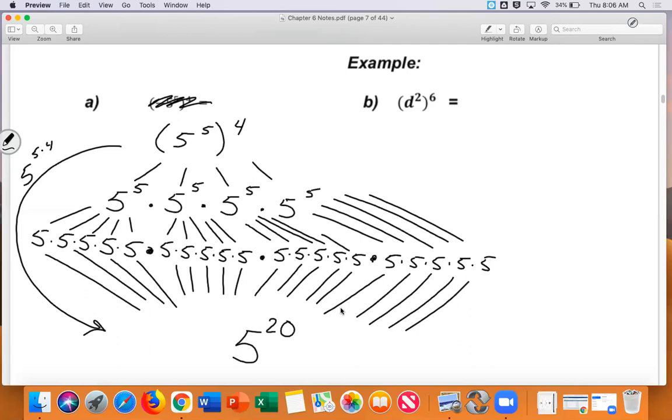Does that make sense to you guys? Do you see how I was in doubt, so I wrote it out? Do you see that? Do you see how, yeah, it took a lot of space, but I was able to get it and actually derive the rule?